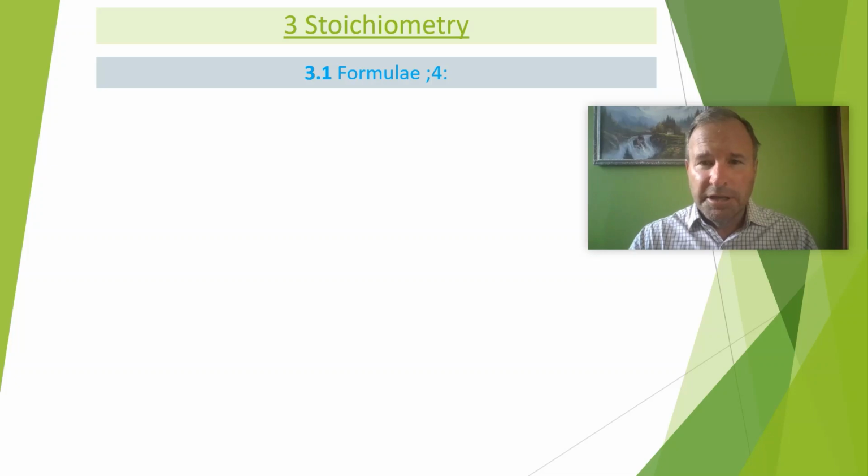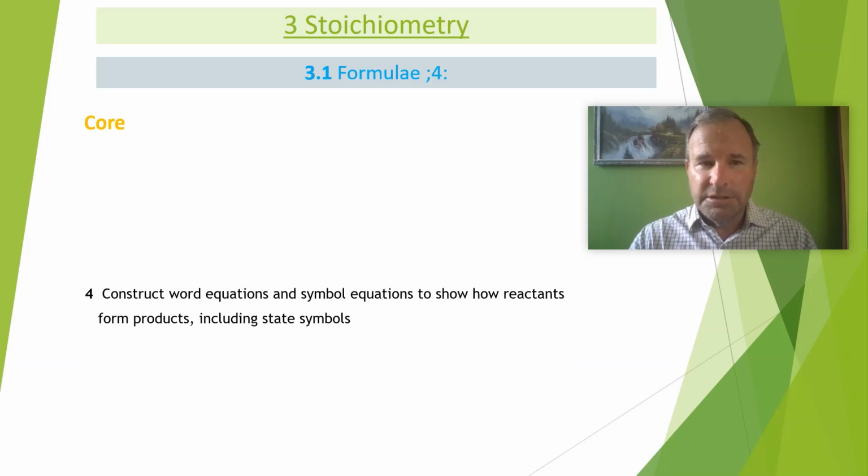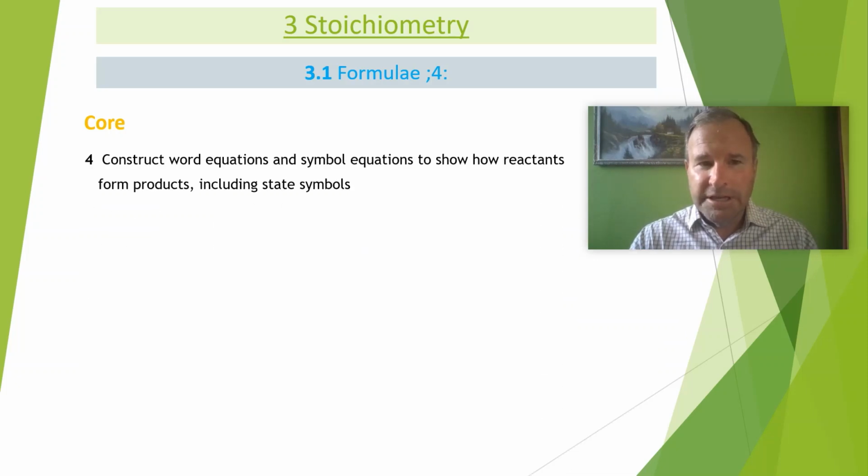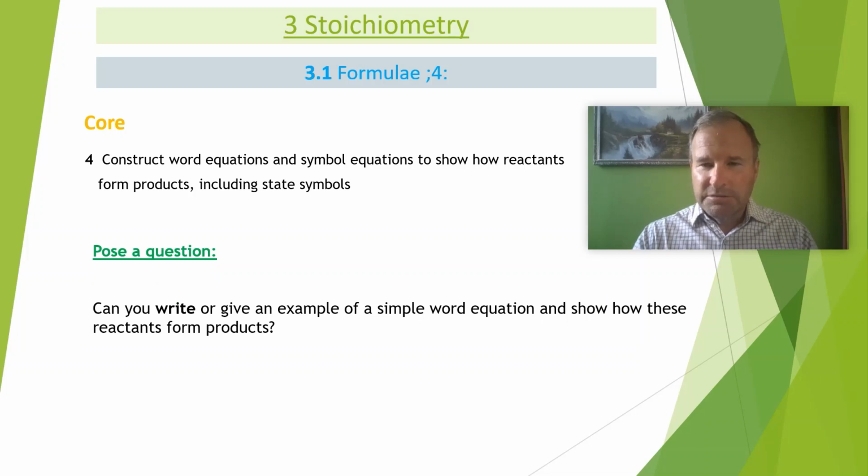This is Learning Outcome Part 4 in 3.1 according to the 0620 Chemistry IGCSE syllabus. Here's the core content we'll be looking at today. Construct word equations and symbol equations and show how reactants form products, including state symbols. I'll pose this question: can you write an example of a simple word equation and show how these reactants form products?